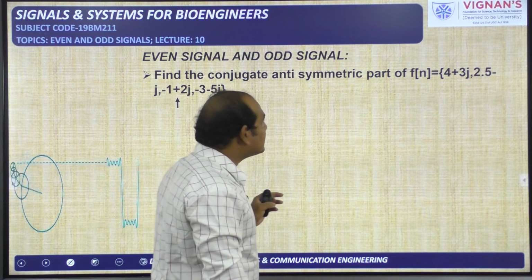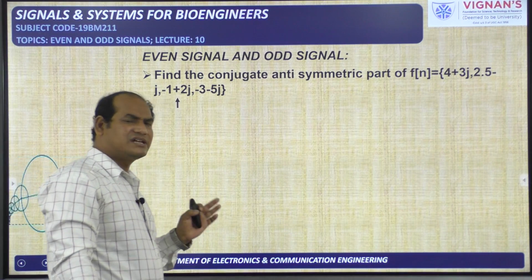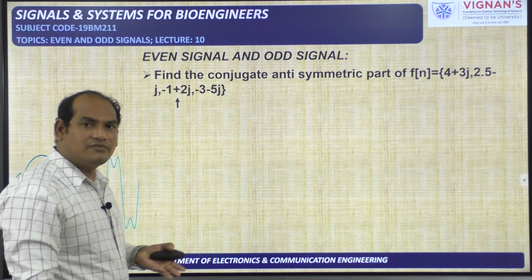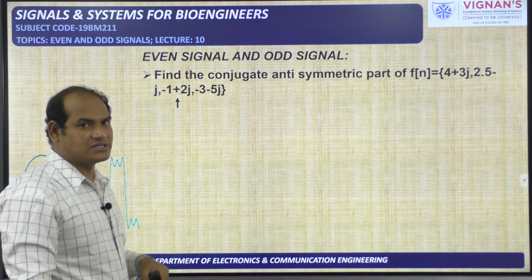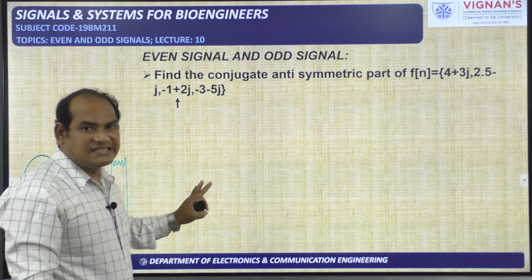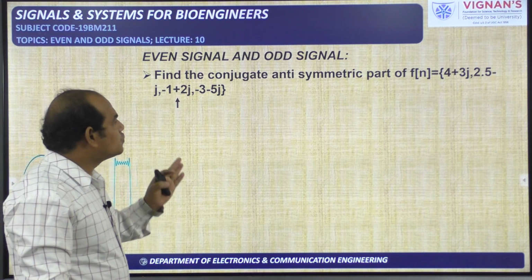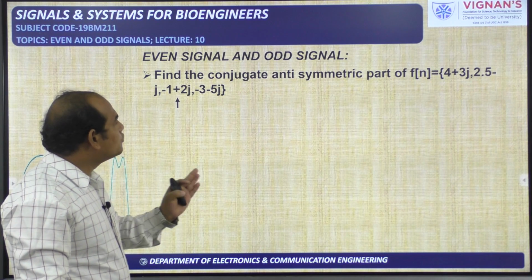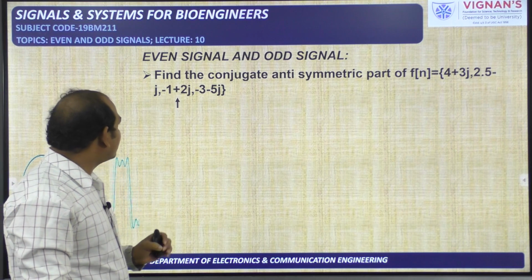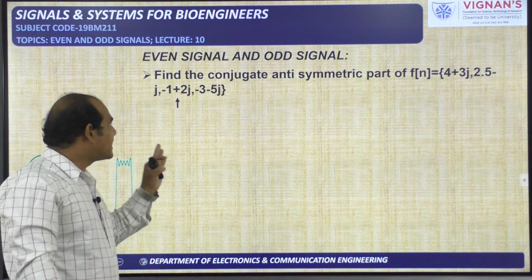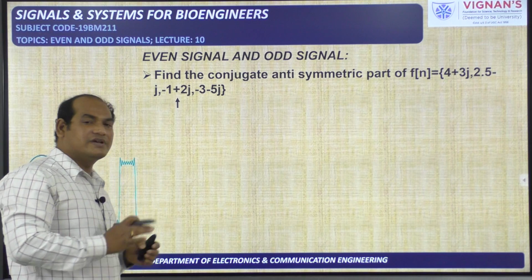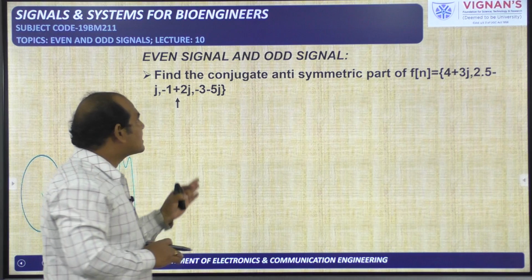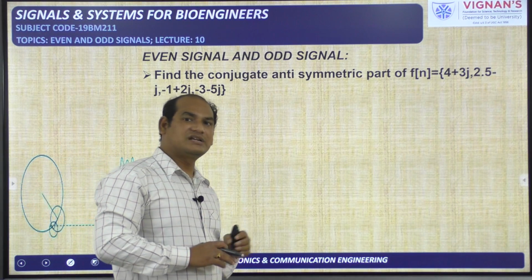So if you see the signal that is in discrete domain they have given, whatever the definitions we have studied till now for the even and odd, those can be applicable for continuous time signals and discrete time signals. Now this problem is based upon the discrete time signals. Okay, so f of n is equal to 4 plus 3j, 2.5 minus j, minus 1 plus 2j, minus 3 minus 5j. This is a sequence, a discrete time sequence they have given. Now we need to find what is the conjugate antisymmetric part of that particular signal.